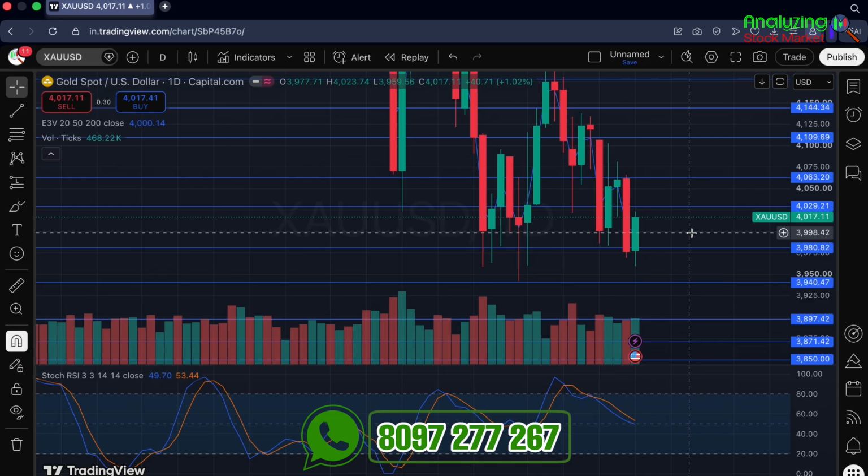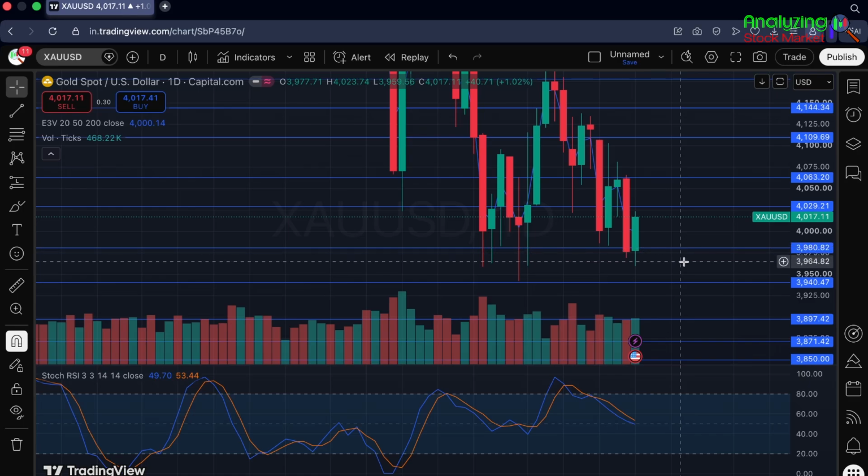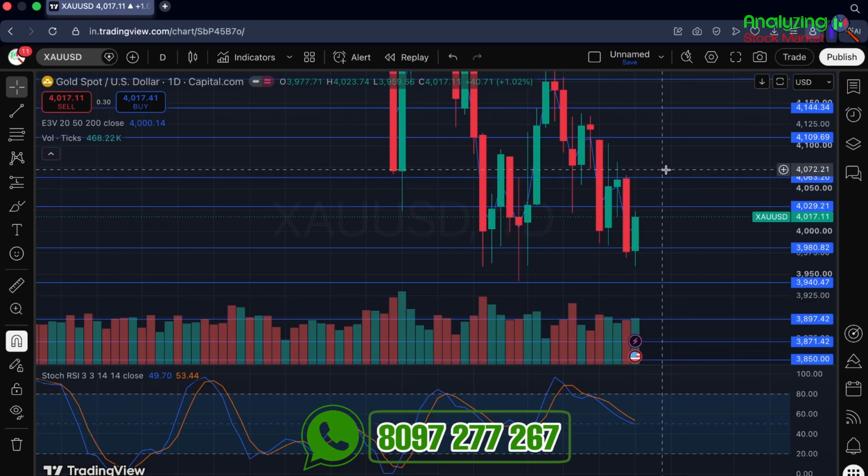Now let's talk about my opinion on gold USD for this week. According to the previous week's momentum, I'm expecting a positive move in this range, that is 4029 to 4063. We may even see a move till 4109 as well. Overall, my expectation is a bit positive in the range around 4029 to 4063 for this week. But if you're going for any short trade, then only go for a short trade once 3980 gets breached with a 4-hour or a 1-day candle closing. You can go for a short till this level. You can even wait for this level as well. But overall, for this week, my expectation is a bit positive.